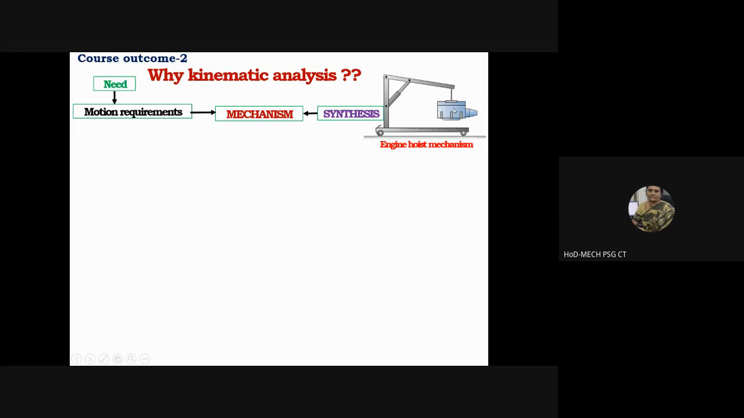So motion is involved, and there is a particular relative motion to be achieved between this link and this link. So you synthesize the mechanism for motion requirements. What do you mean by synthesis? Actually, synthesis is a part of a major task which is called design. Can somebody tell me what we mean by design?